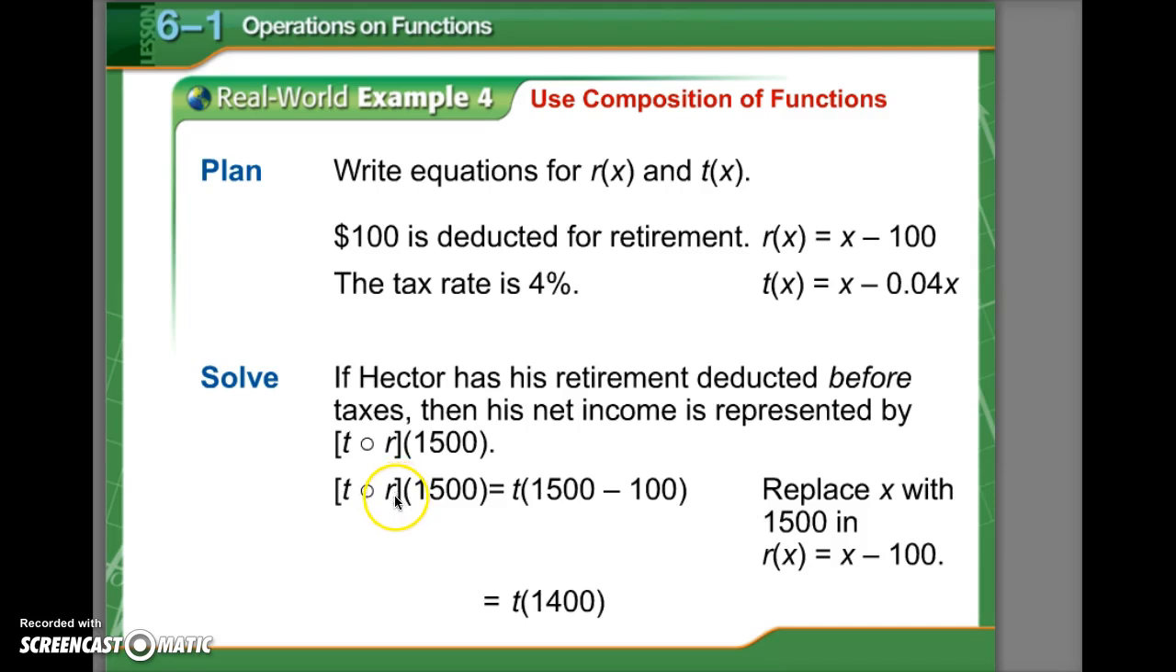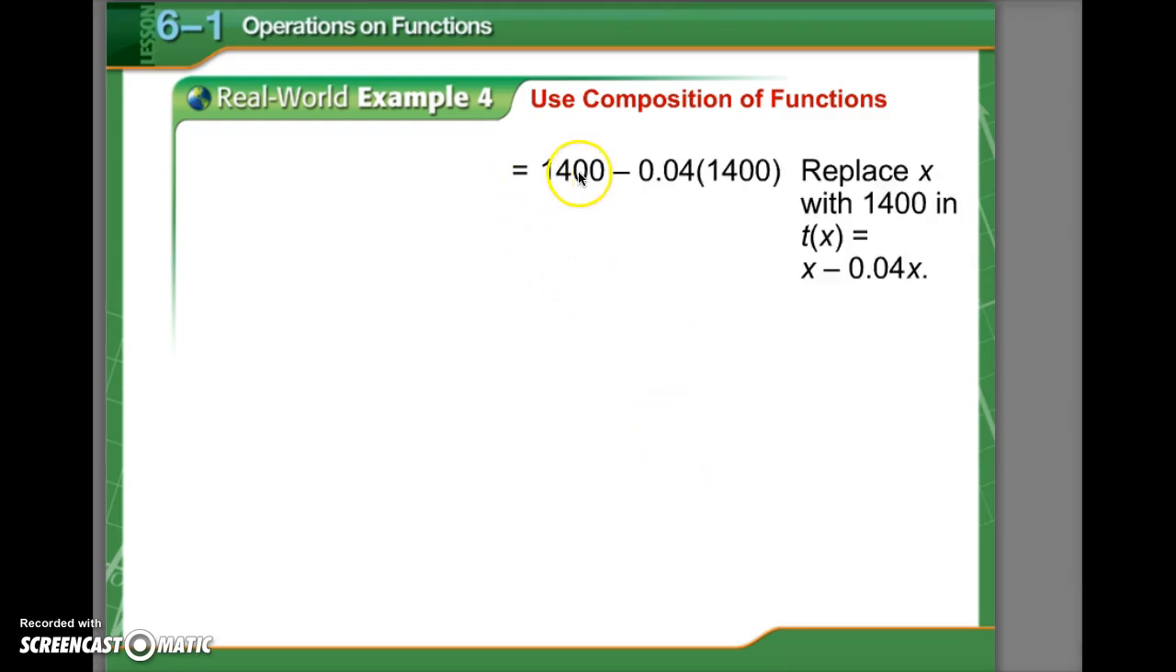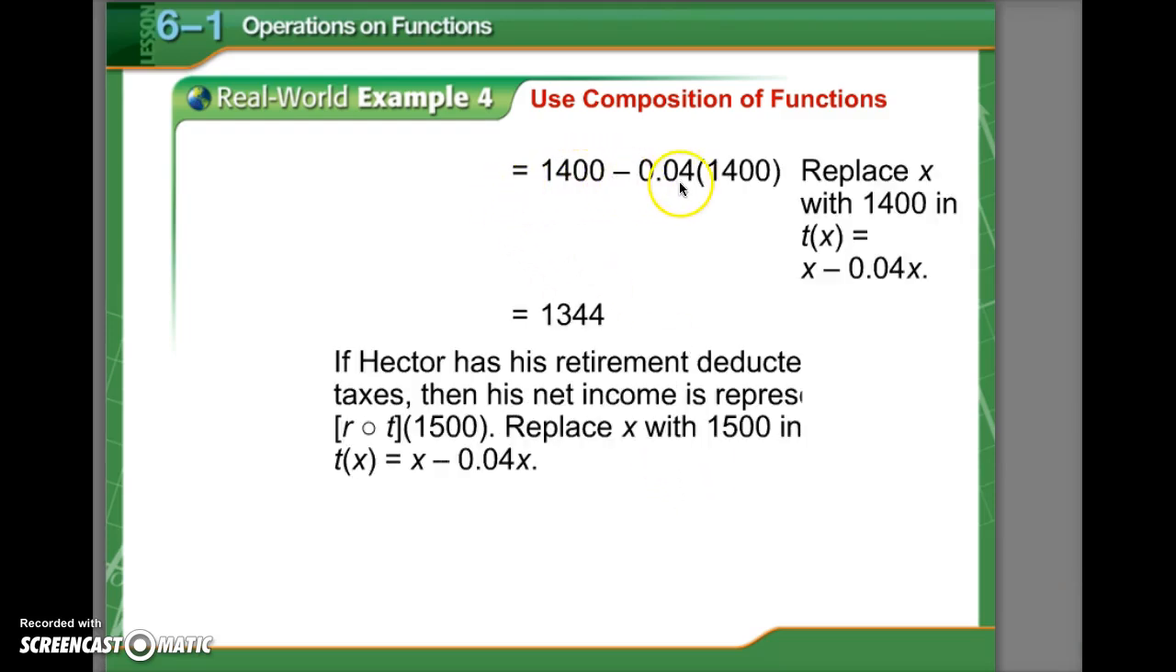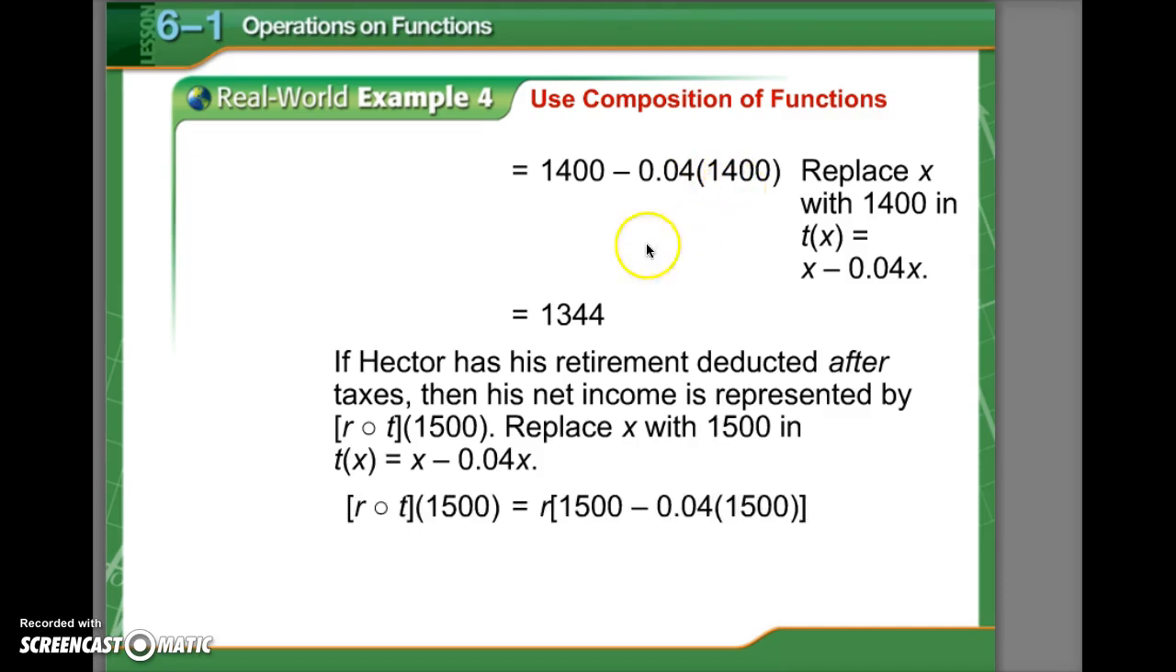So the retirement function, you would do that first. Retirement function, plug in 1,500 as your variable. That would be 1,500 minus 100. That gives you 1,400, and then you're plugging 1,400 into the tax function. When we plug 1,400 into the tax function, 1,400 minus 0.04 times 1,400, you're going to get 1,344. So this is the answer for before taxes. So before taxes, his income will be 1,344.